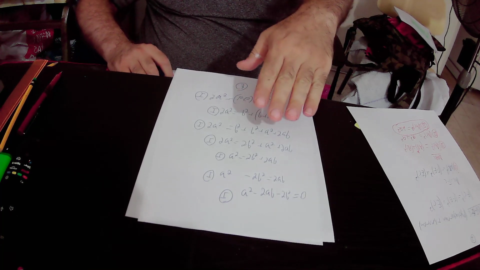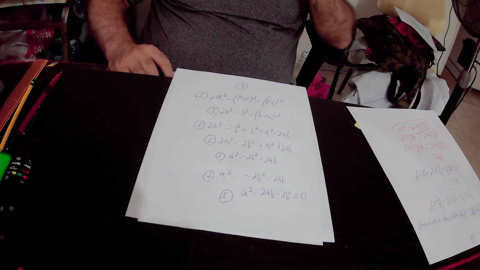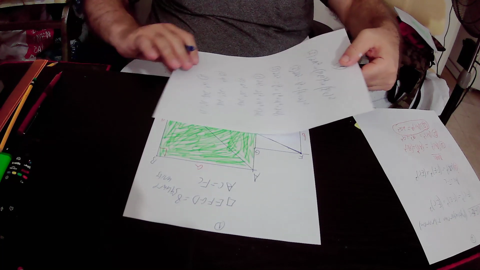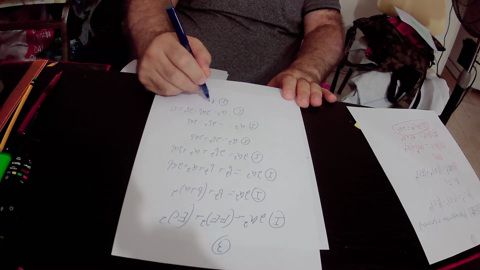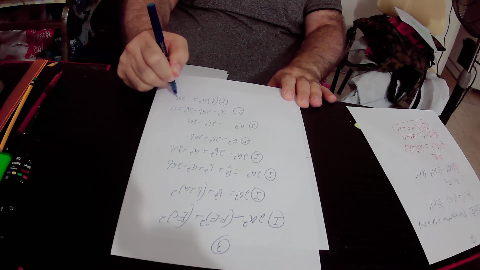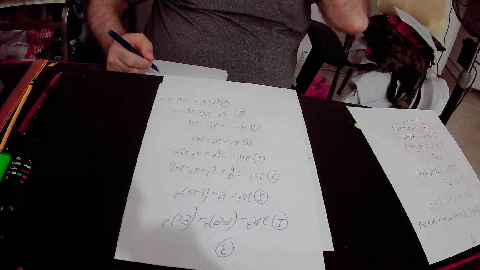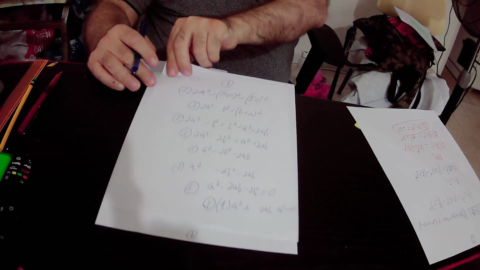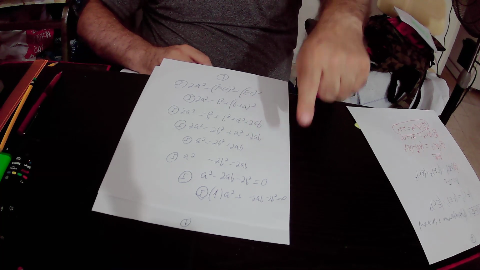So here we have a quadratic equation where A is the variable. Okay, A is the variable in this quadratic equation. We can write it as 1 times A squared plus minus 2AB minus 2B squared equals 0. Okay, so we got this quadratic equation that states that 1 times A squared plus minus 2 times AB minus 2 times B squared equals 0.